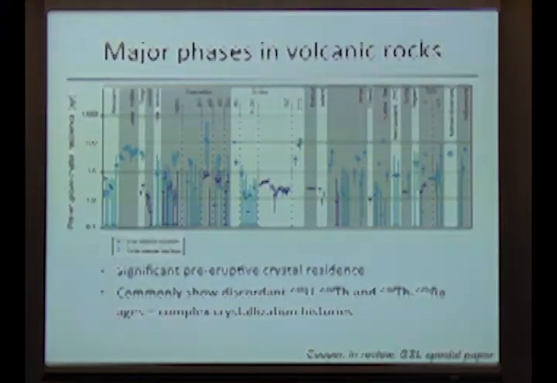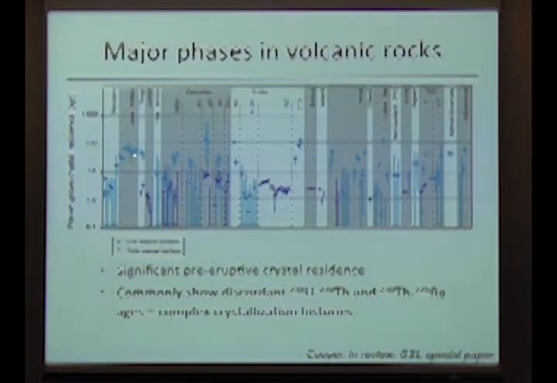All right, so what I'm showing here is a compilation that I put together for a review paper that's currently in review as a Geological Society of London special paper. I won't claim that it is every single U-series date on a major phase in a volcanic rock, but it's pretty close. It probably captures at least 90% of them that are out there. I did a pretty exhaustive literature review.